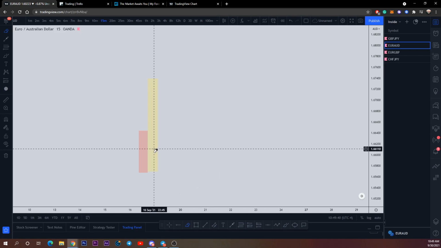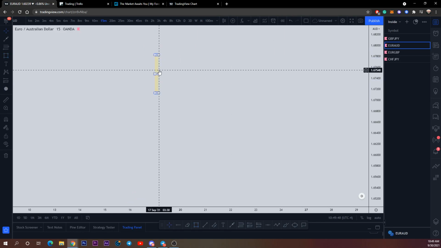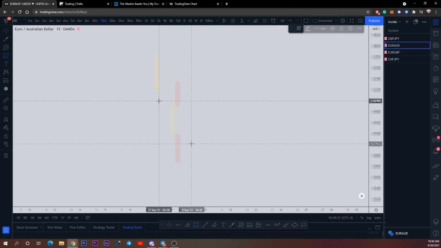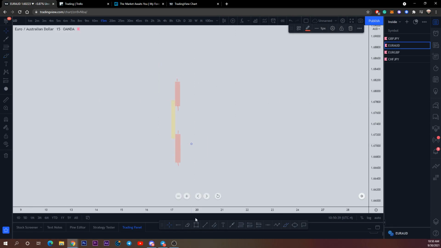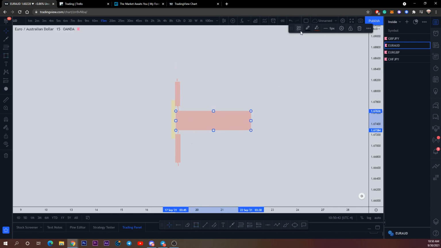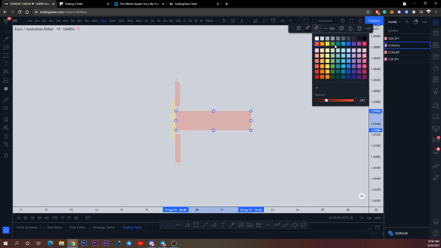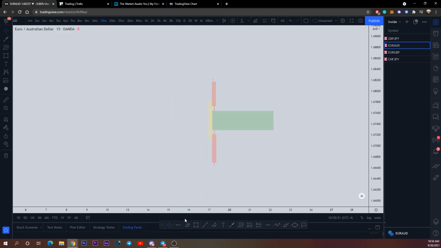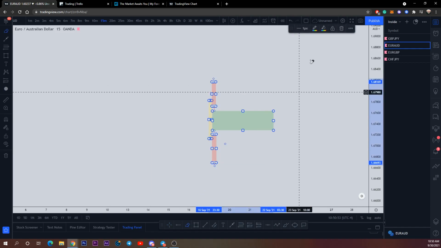For those of you who don't know what an imbalance is, I could go over it real quick. An imbalance is basically just a gap in the market. You see in between here, there is no price action. In between this area right here, there is no price action. This is known as imbalance. A better example is just the live markets, to be honest.